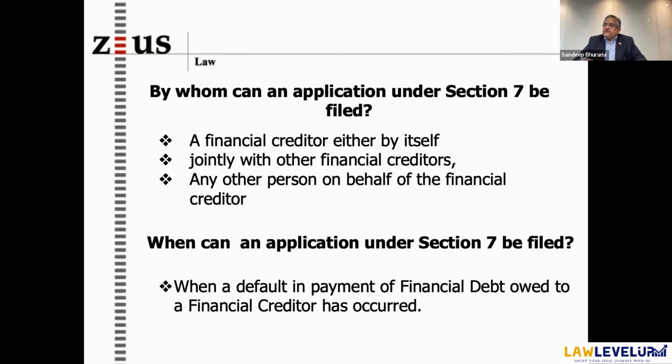Now, Section 7 can be filed by a financial creditor. It can be filed jointly with other financial creditors and any other person on behalf of the financial creditor. Now, any other person on behalf of the financial creditor would mean any person to whom that financial creditor has assigned his debt. Now, the question is, when can an application under Section 7 be filed? An application under Section 7 can be filed when there is a default in payment of the financial debt by the corporate debtor.